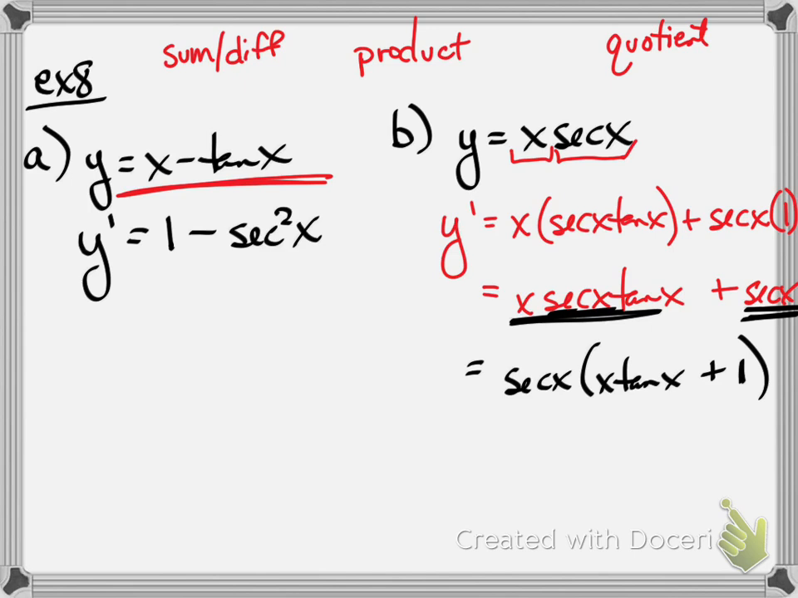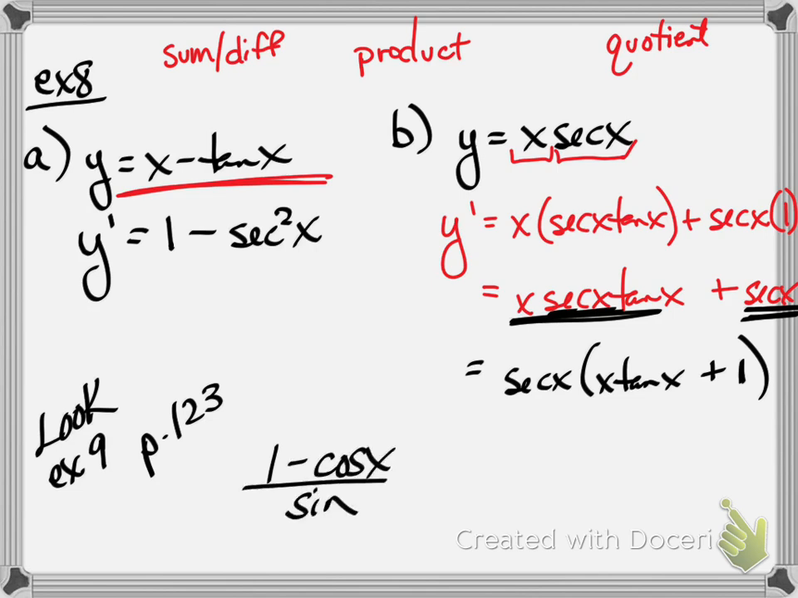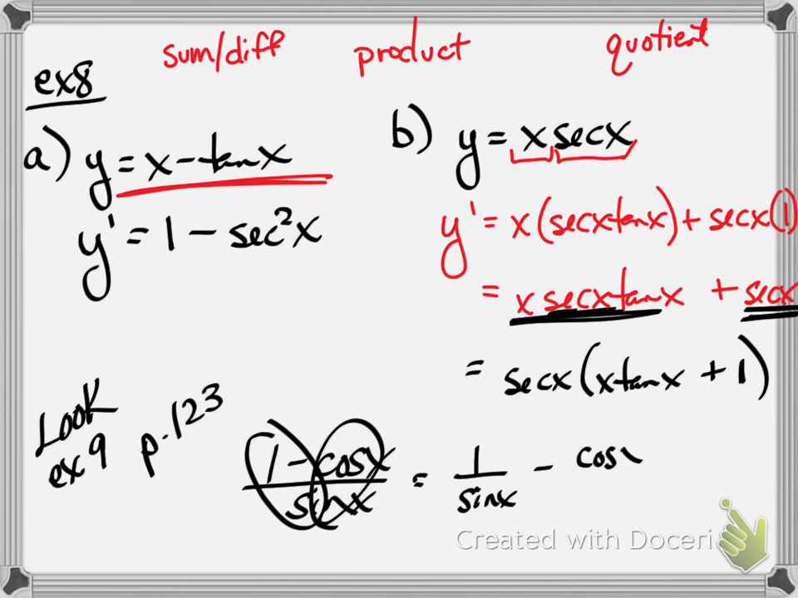Okay. If you're curious, look at example 9 on page 123 and look at how they're able to do trig identities. 1 minus cosine x over sine x, they rewrote that as 1 over sine x minus cosine x over sine x. And they said, oh, 1 over sine x, that's cosecant x. And, oh, cosine over sine is cotangent x.